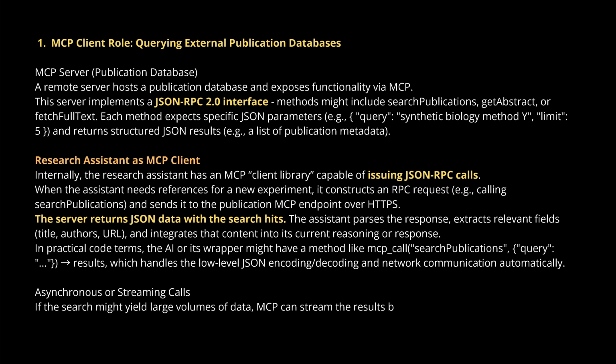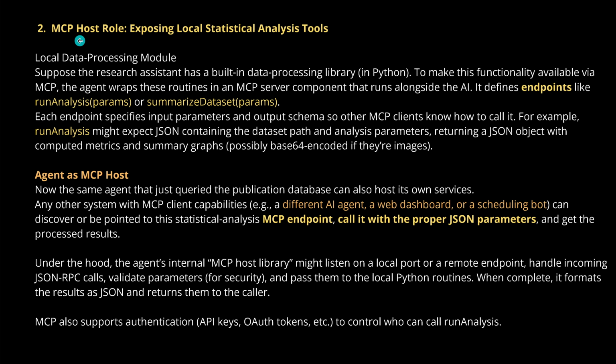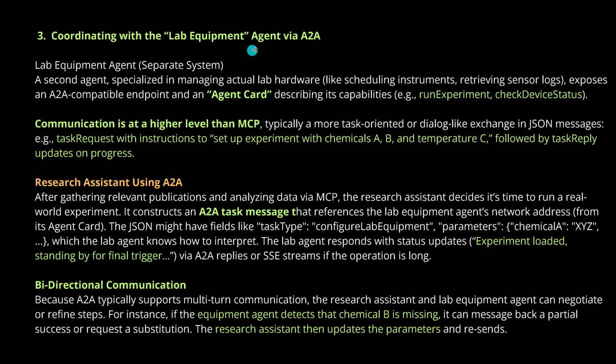A little bit more technical stuff if you want. This is for me in my internal notes. MCP client role: a JSON-RPC 2.0 interface, with JSON parameters that you might find. If your research assistant is an MCP client issuing JSON-RPC calls, the server returns JSON data with the hits, for example. You also have endpoints over HTTPS, and MCP calls like search publication, query, whatever. You have asynchronous or streaming calls, also server-sent events or chunked HTTP. Also, if you have the MCP host role, you have MCP endpoints, call them with the proper JSON parameters and get the processed results. Beautiful.